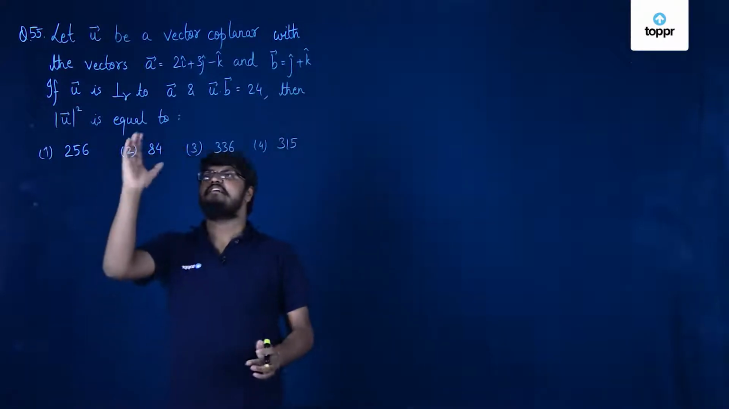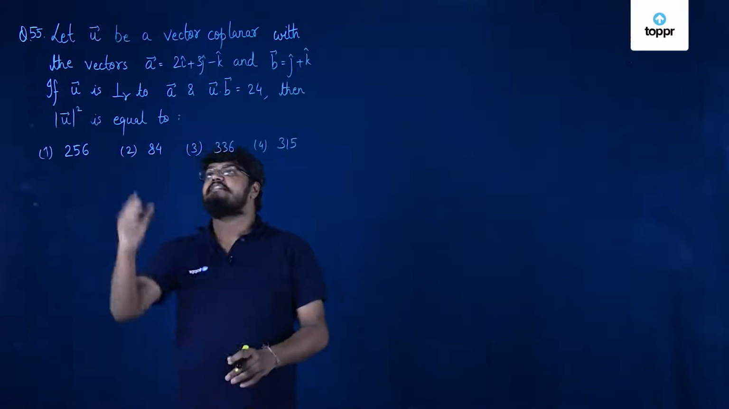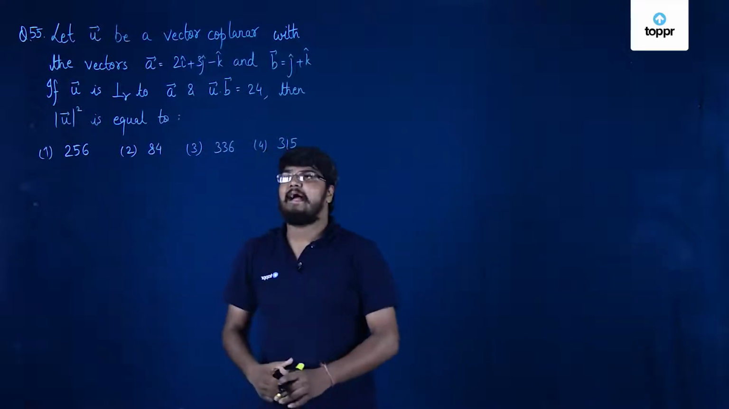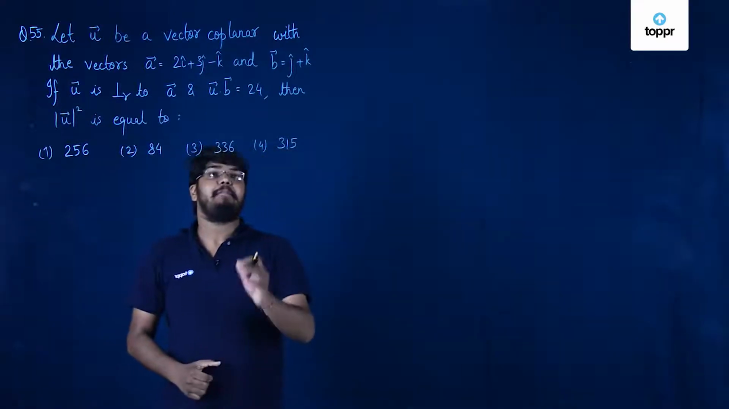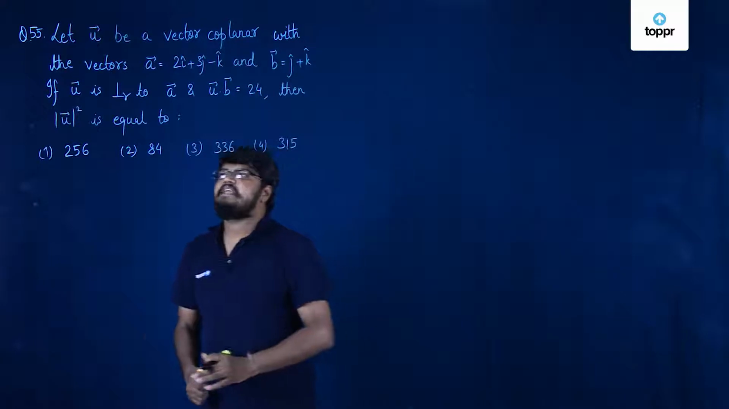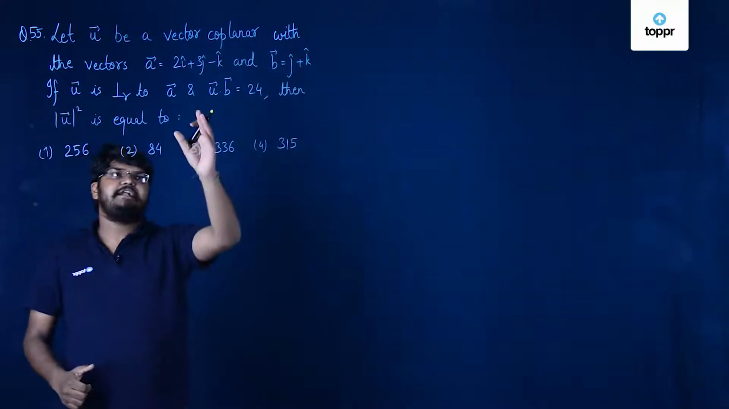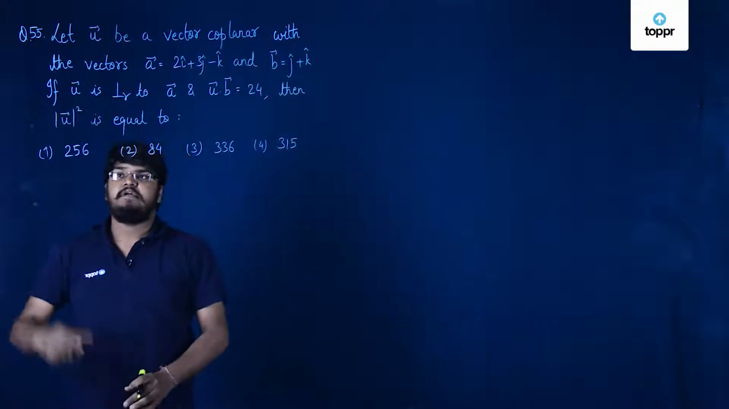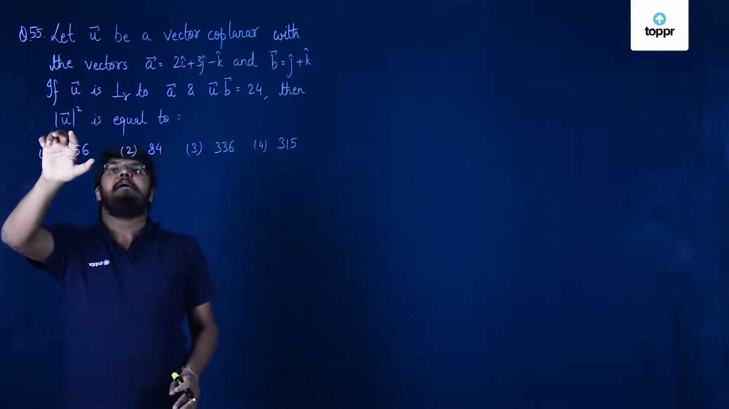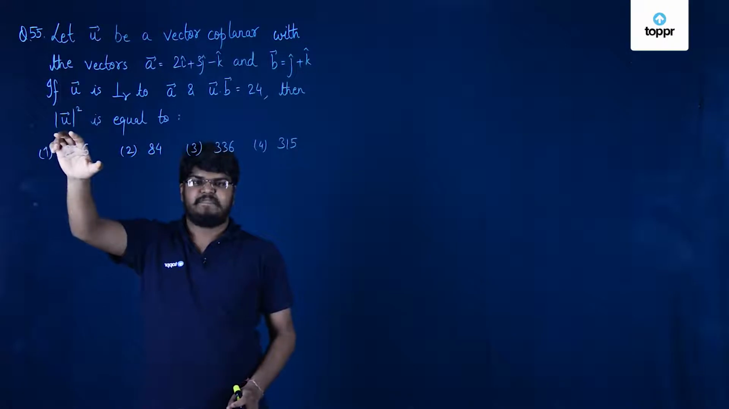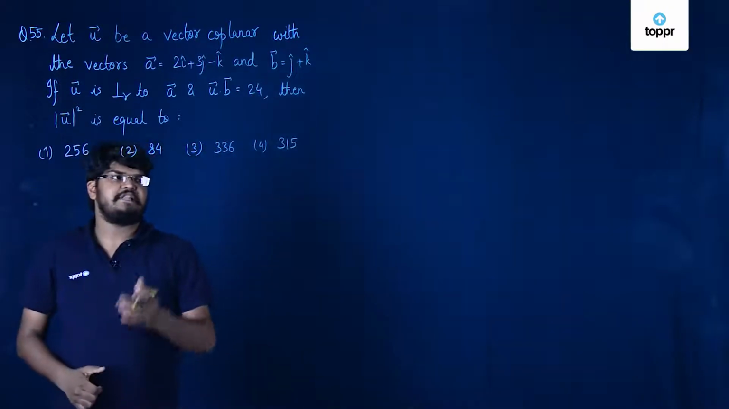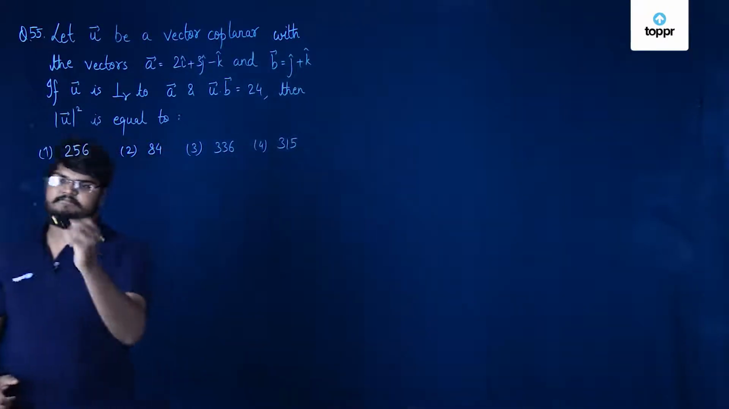The question is, let u vector be a vector coplanar with the vectors a vector equal to 2i cap plus 3j cap minus k cap and b vector equal to j cap plus k cap. If u vector is perpendicular to a vector and u dot b is equal to 24, then we have to find the square of the magnitude of u vector. The options are given to us. Now let's take a look at the solution.